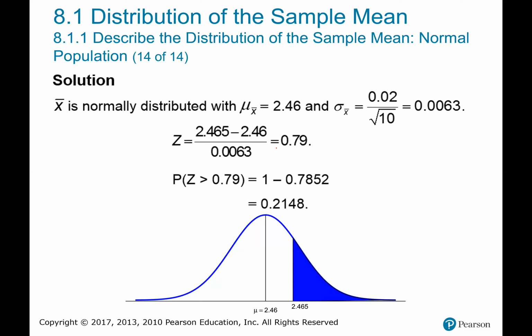Okay, guys, this is the first example. So now let's move on. So this is for a normally distributed, so it's a normal population. So now let's go to non-normal.